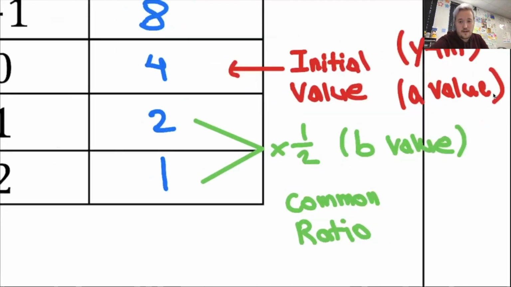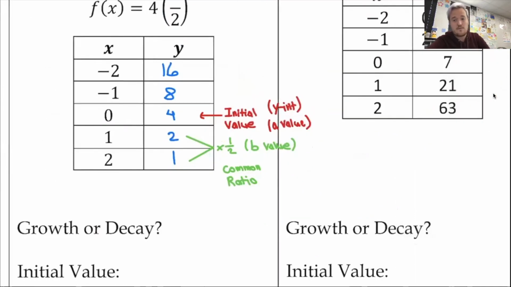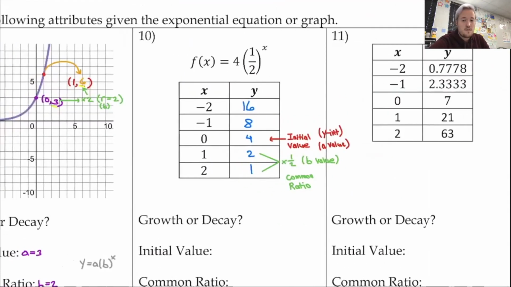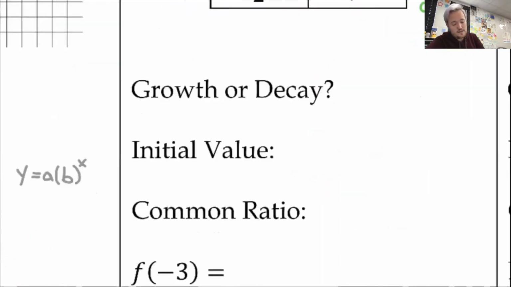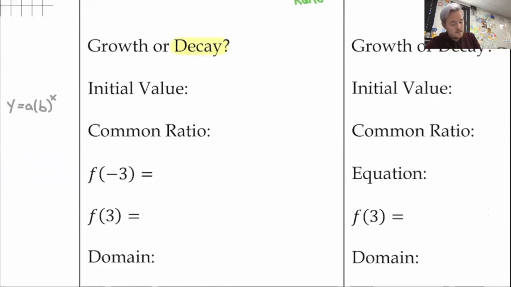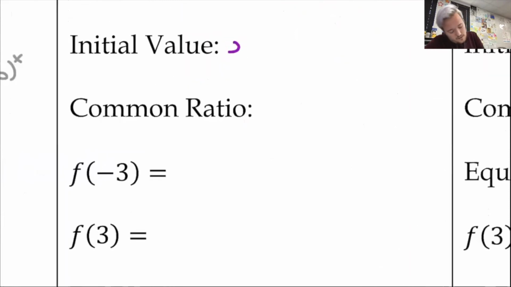So this idea right here is going to come in handy when we do the next one. All right, so notice how the numbers are getting smaller. Because the numbers are getting smaller, that is going to imply it is a decay. So your initial value, which is your A value, we said is 4. It's also in your equation. A equals 4. Then your B value, which is your common ratio, is 1/2 from the equation.